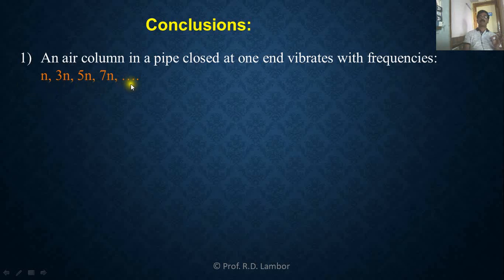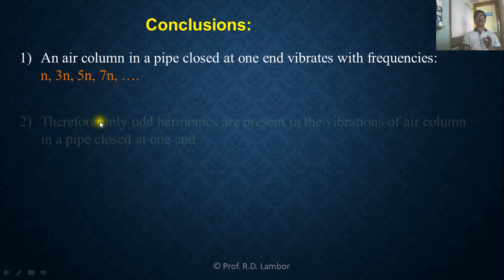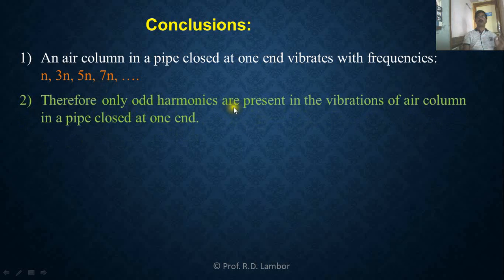Now if you check these harmonics, first harmonic, third harmonic, fifth harmonic, seventh harmonic, we can conclude that only odd harmonics are present in the vibrations of the air column enclosed by a pipe closed at one end. So therefore, only odd harmonics are present in the vibrations of the air column in a pipe closed at one end.